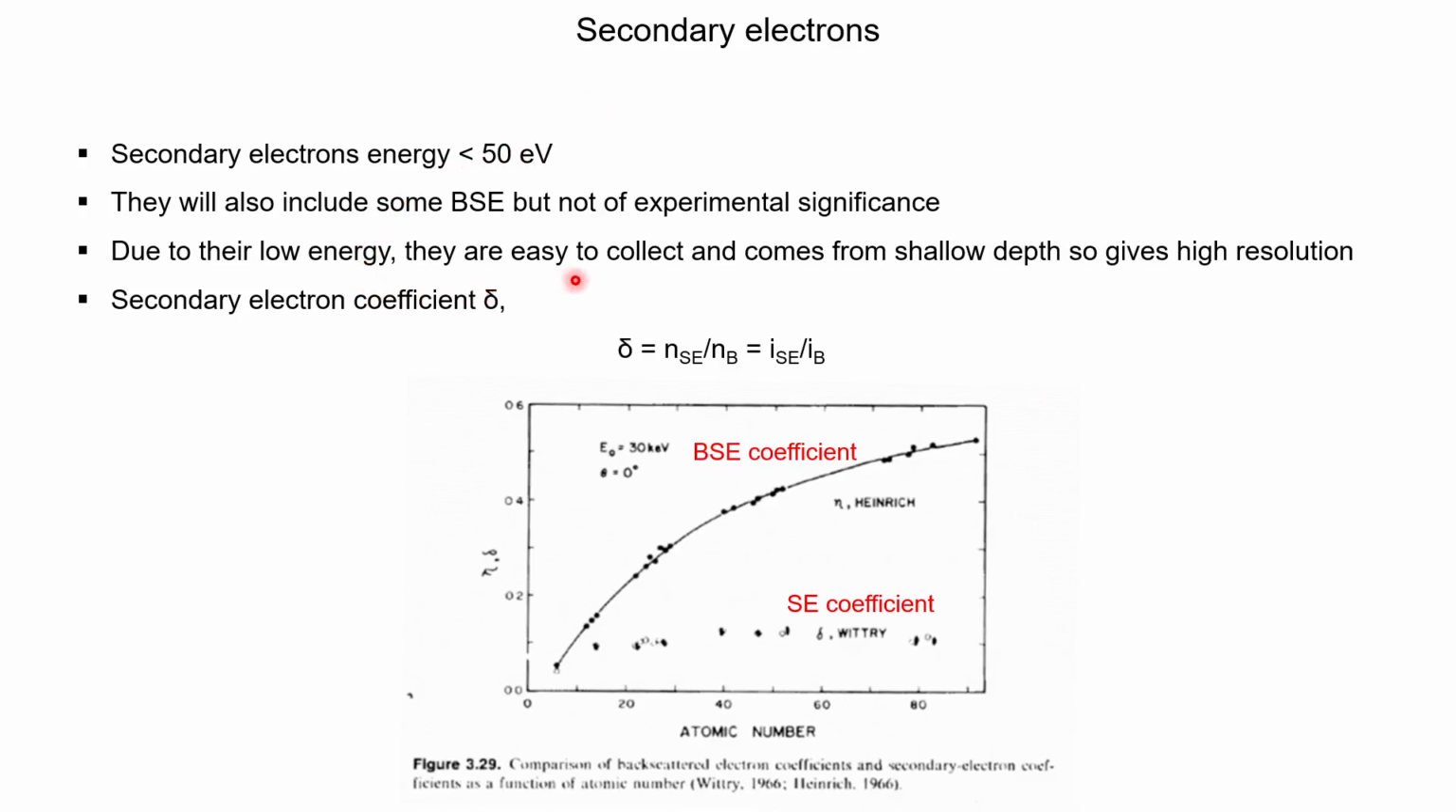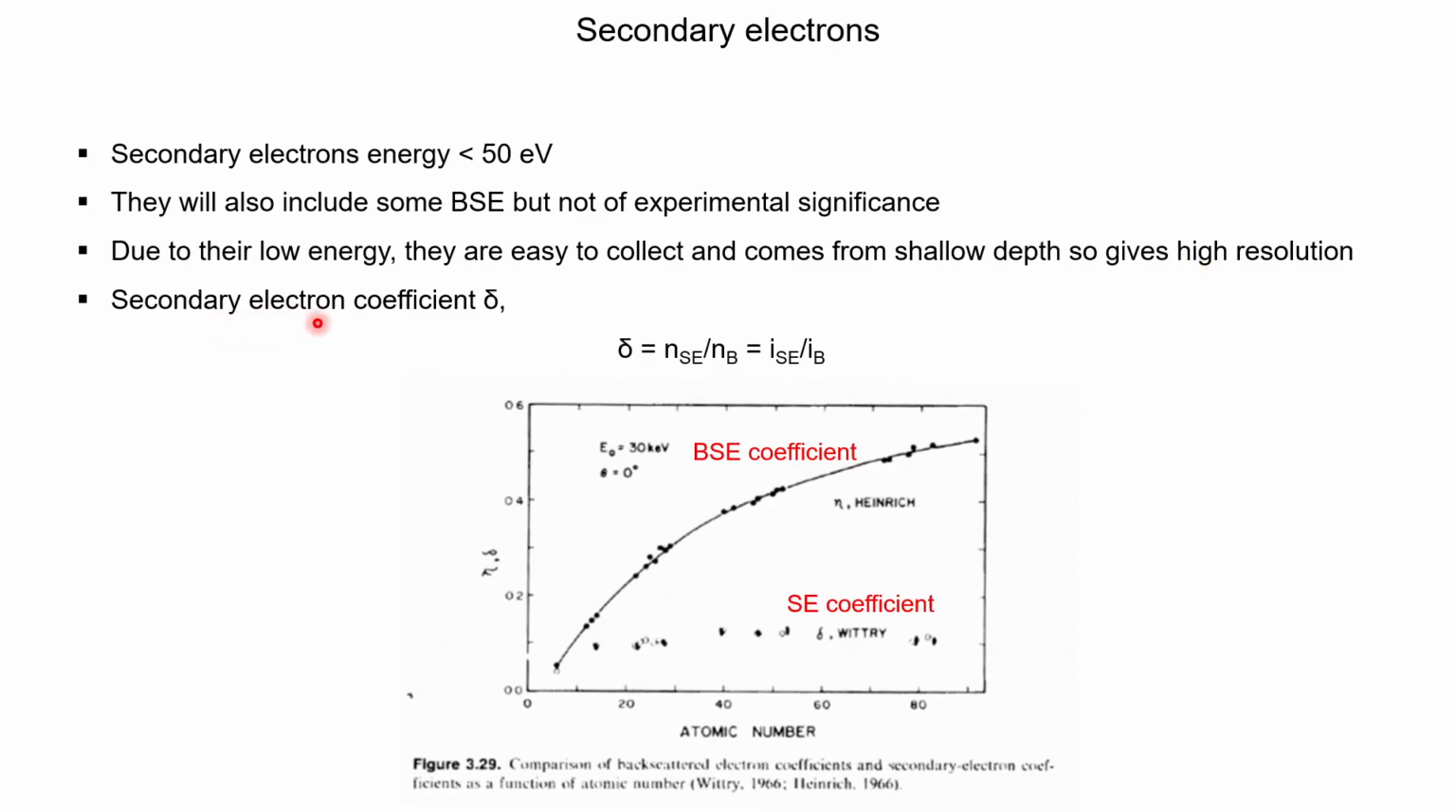Due to their low energy, they are very easy to collect, because we apply a small amount of positive potential and all these low energy electrons will be collected by the detector. They also come from a shallow depth, so they give very high resolution.